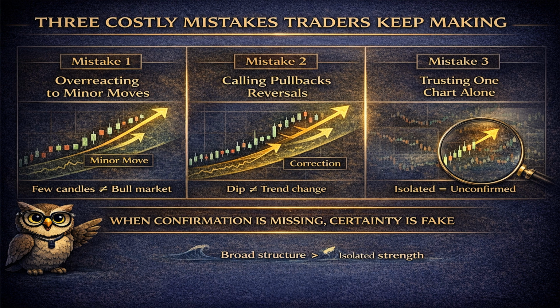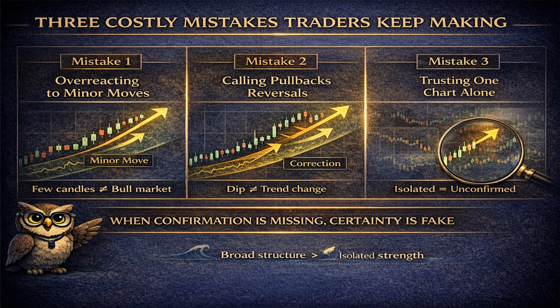Mistake number 1. Reacting to minor movement like it's a major event. A few green candles do not create a bull market. A few red candles do not end one. Minor trend is where emotional traders live. Primary trend is where position traders make their money.